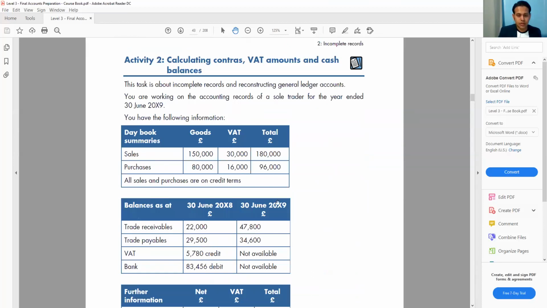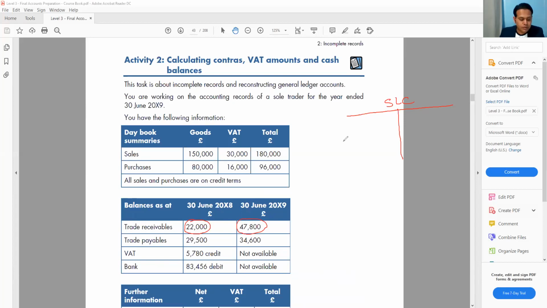So to do the contra, we need to create our sales ledger control account. Let's do that. Sales ledger control, number A. On the sales ledger control, the first thing we'll do is find the opening balance. So let's find the opening balance for the trade receivables. For the trade receivables, we can see the opening balance is 22,000 and the closing balance is 47,800.